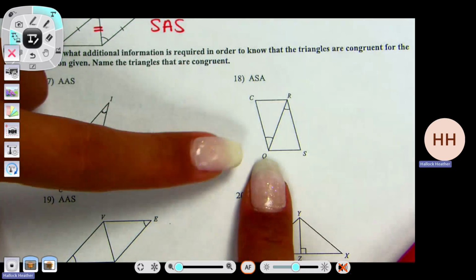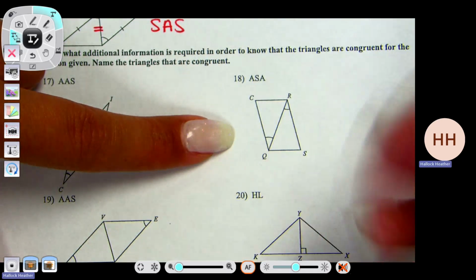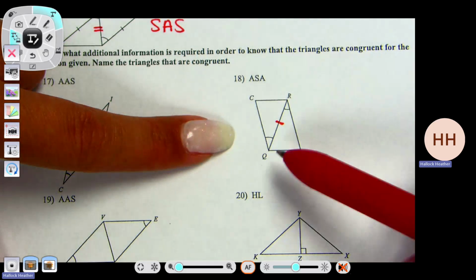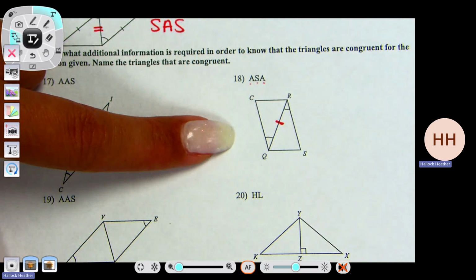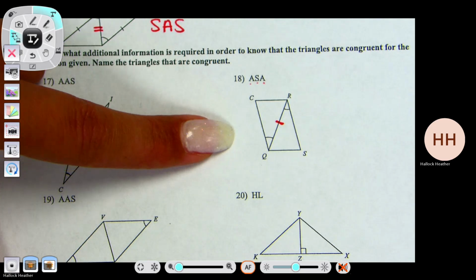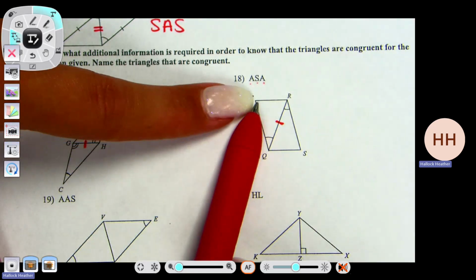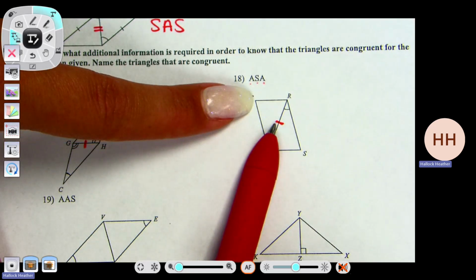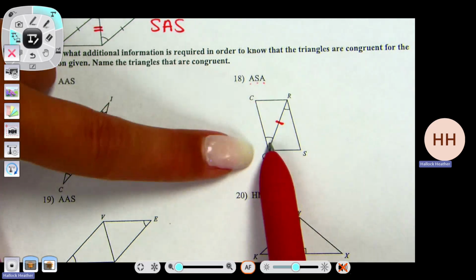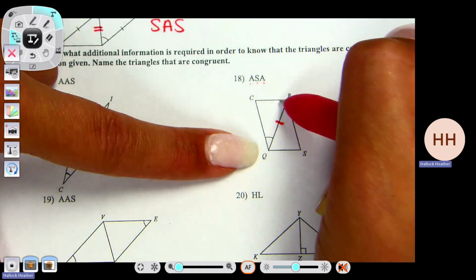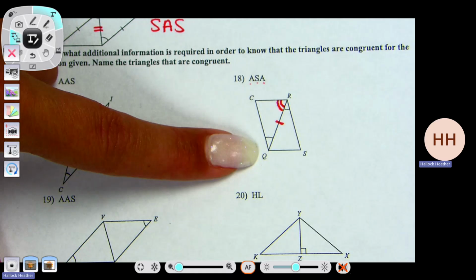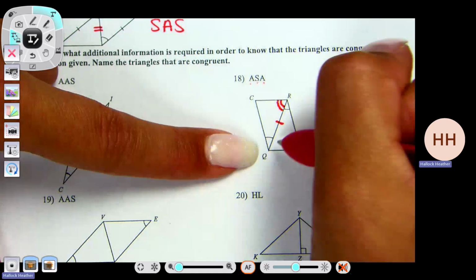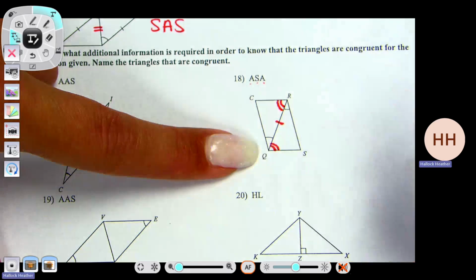Okay, 18, they share a side. I can add reflexive property right off the bat, but I'm missing something because we need angle, side, angle. So what angle do I need to know? Not C, R. Because if I put the angle here, this would be AAS. I need ASA. So I need the side to be between the angles. So R, I'm going to put two arcs there, is going to match with what? Q. So that is angle, side, angle.